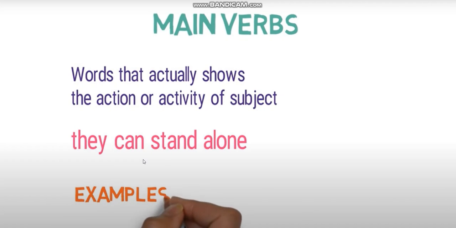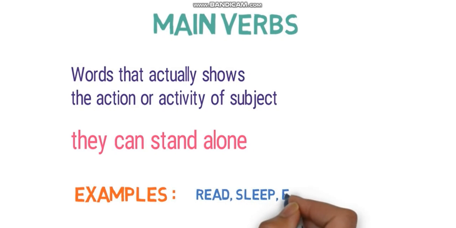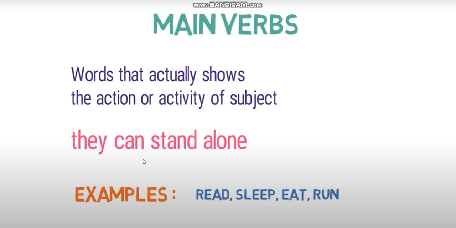Examples of them are read, sleep, eat, run. All these words can exist independently and provide complete meaning to the sentence. Look students, read, sleep, eat, run can stand alone and show the complete meaning of the sentence. So they are main verbs.